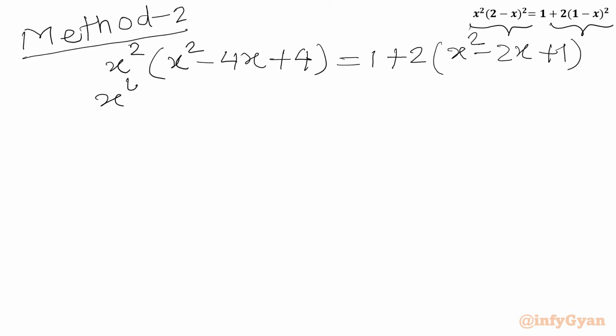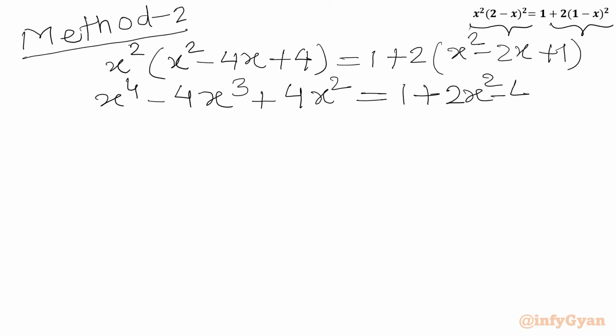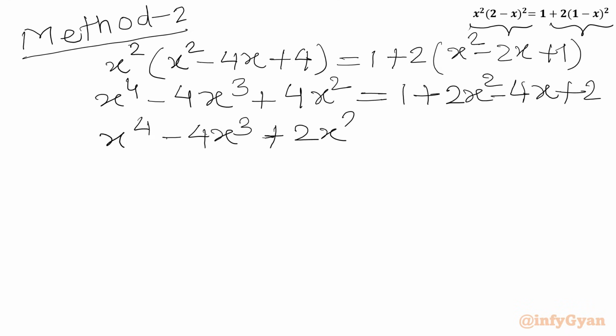Or we can write x power 4 minus 4x cube plus 4x square plus 1 = 2x square minus 4x plus 2. Now we will take all the terms to LHS. We will get x power 4 minus 4x cube, 4x square minus 2x square, so we can write plus 2x square. Then we will be writing plus 4x. And then we will write minus 3 equal to 0.